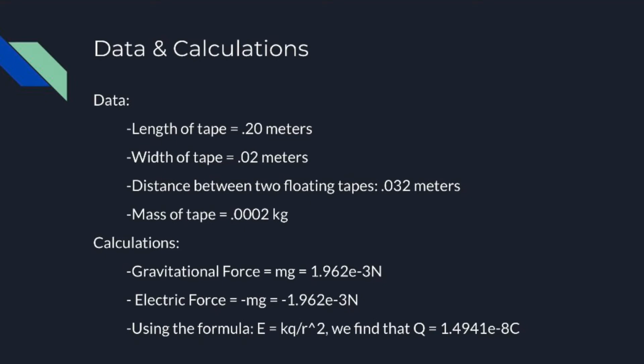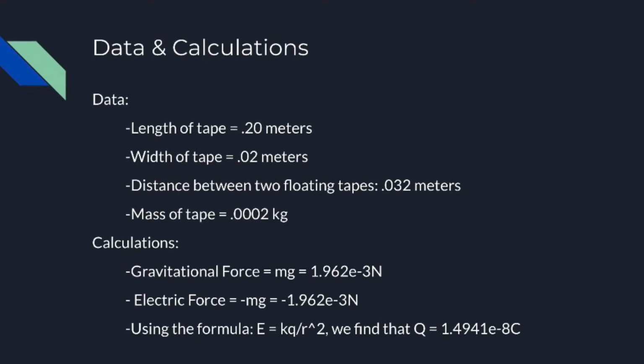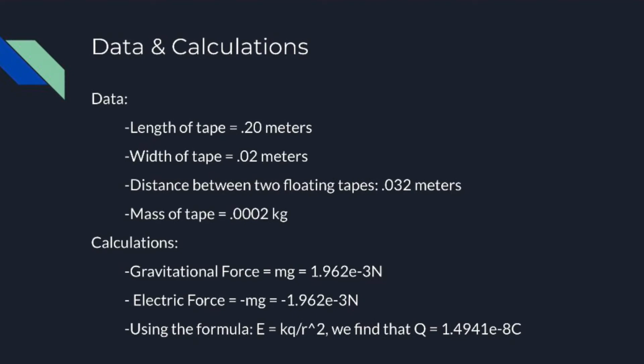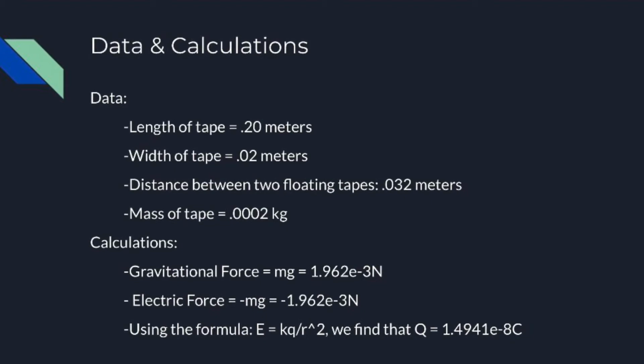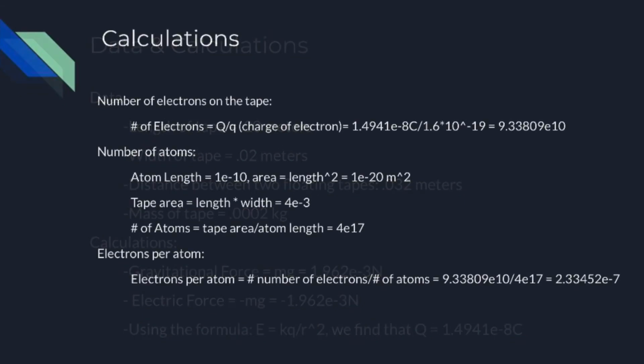On the screen is the data that I collected from the lab, such as the length of the tape, width of the tape, the distance between the floating tape, and the mass of the tape. Using the mass, we can calculate the gravitational force on the tape and know that it is equal to the opposite of the electric force, because if the tape is suspended in the air and not moving, we can use the momentum principle to justify this assumption. With the electrical force, we can then calculate the charge by using Coulomb's law, and we get that the charge is about 1.49 times 10 to the negative 8th coulombs.